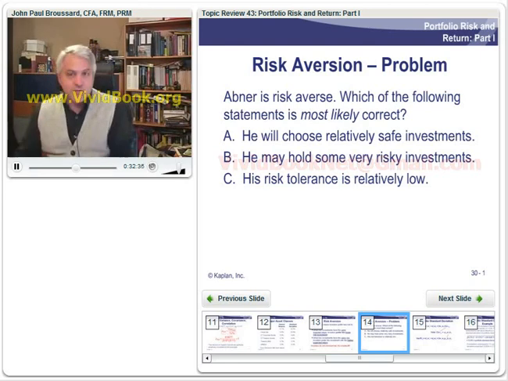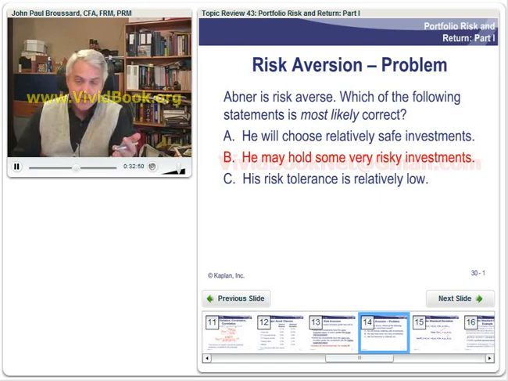Abner is risk averse. Which of the following statements is most likely correct? He will choose relatively safe investments. He may hold some very risky investments. His risk tolerance is relatively low. Risk aversion doesn't say that he's going to only hold relatively safe investments.